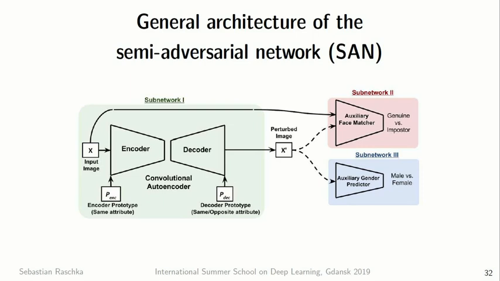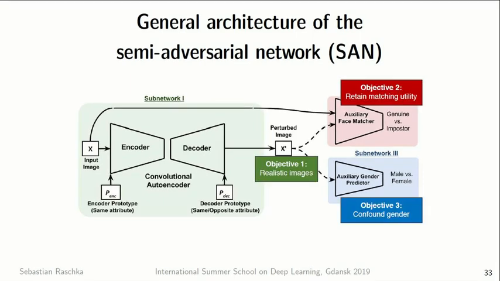So we put the image through the autoencoder, get a perturbed image, and then we have a loss function that makes sure that the matching is still accurate. However, the gender prediction is flipped. So the 3 objectives are retaining matching utility, ensuring that the face images are realistic, and hiding the gender. Actually, we don't really want to flip the gender completely, because if your classifier has a probability of, let's say, 98% male, and you flip that to 98% female, a person who wants to abuse your data set could also just flip their classifier.